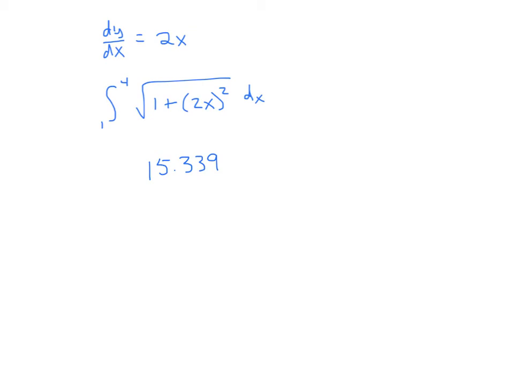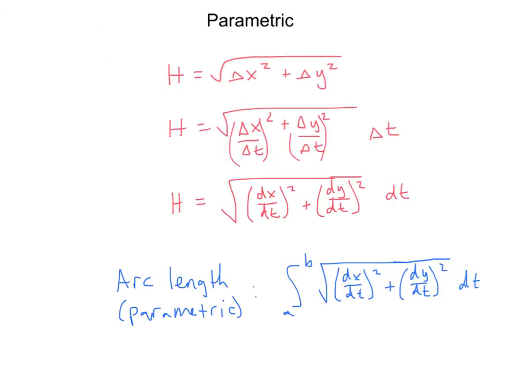And when we take the integral of that, and again I used the calculator for this one, which you don't necessarily have to, you could do U substitution, the answer should work out to be 15.339, and make sure you go to 3 decimal places. Now, we don't always have rectangular coordinates, so sometimes we have parametric, and the formula is really similar because it's based on the Pythagorean theorem.